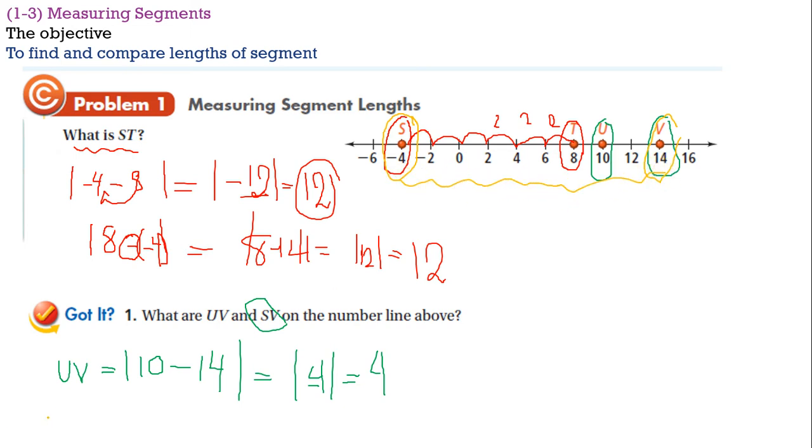By using the ruler postulate again, SV equals the absolute value of negative 4 minus 14, which equals the absolute value of negative 18, which equals 18. That's it. So basically, the ruler postulate will help you to find the distance between any 2 points. Let's move on.